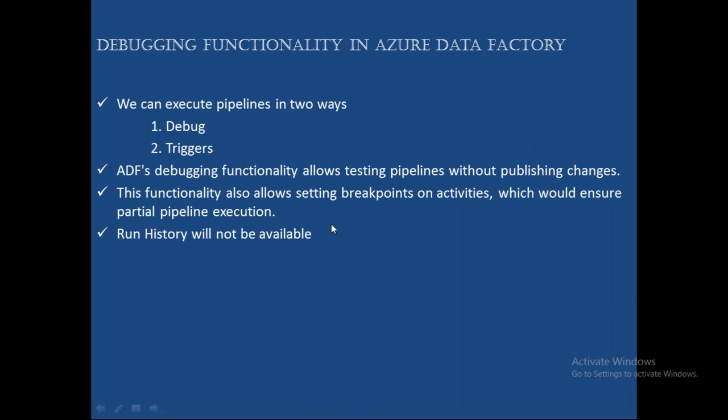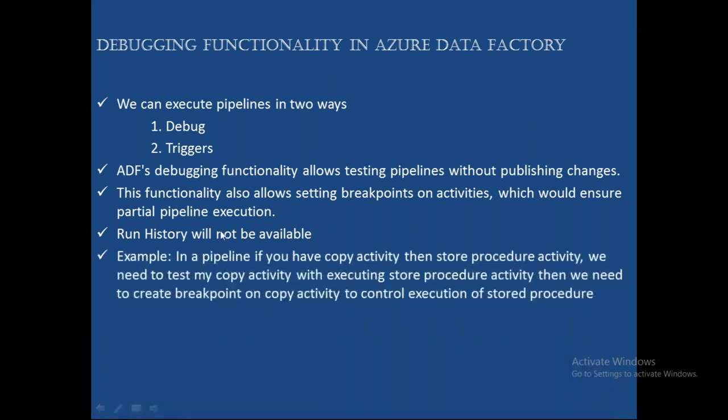Okay, fine. I hope everything is clear till here. Next example: in a pipeline, if we have a copy activity and then a stored procedure activity, and we need to test my copy activity without executing the stored procedure activity, then we need to create a breakpoint on the copy activity to control execution of the stored procedure. If you don't want to execute the stored procedure, you need to create a breakpoint on the copy activity. I will show you that. Okay, don't worry.